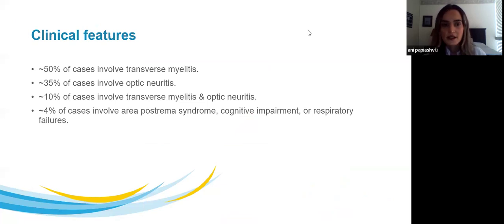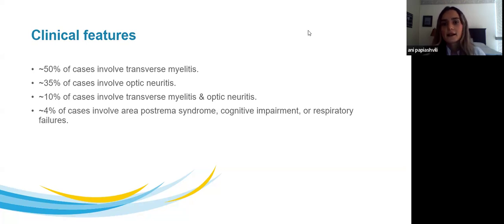Also, it has a fully different management, prognosis, and characteristic features. Here you can see 50% of cases with neuromyelitis optica involve transverse myelitis, and I will show you some characteristic features of transverse myelitis.